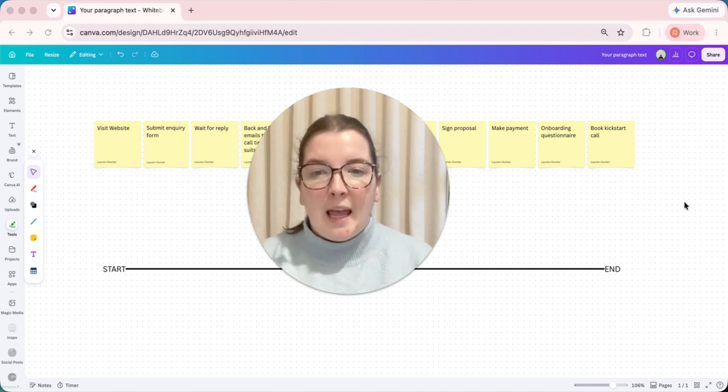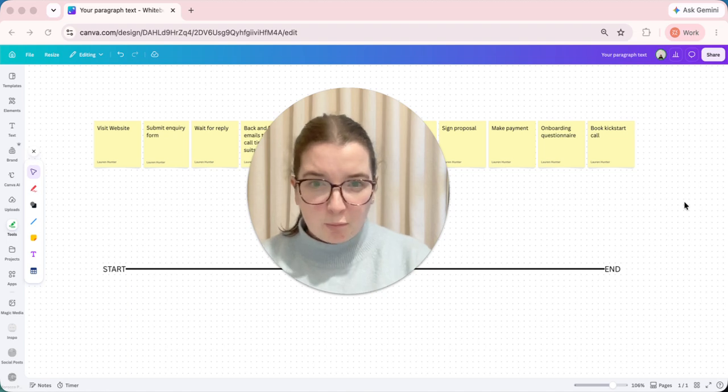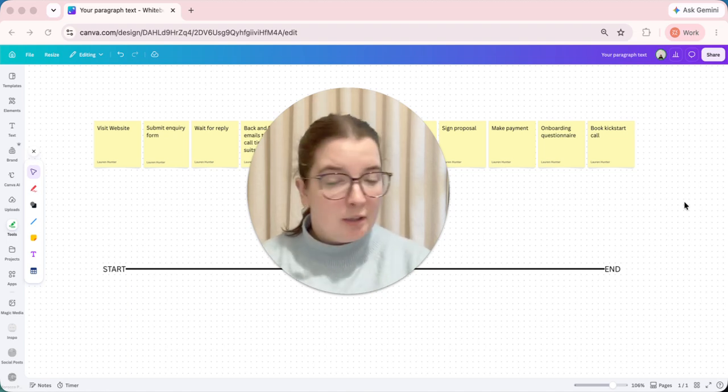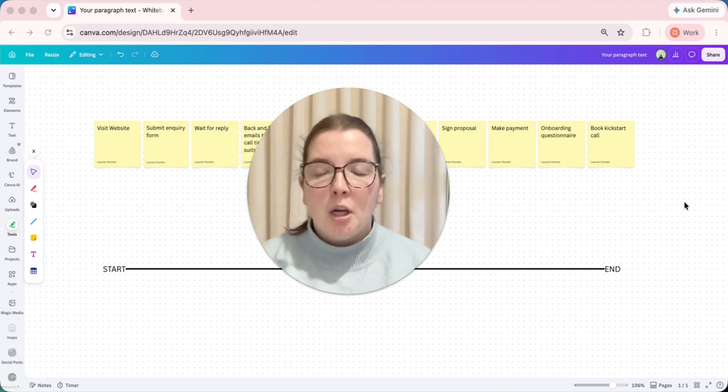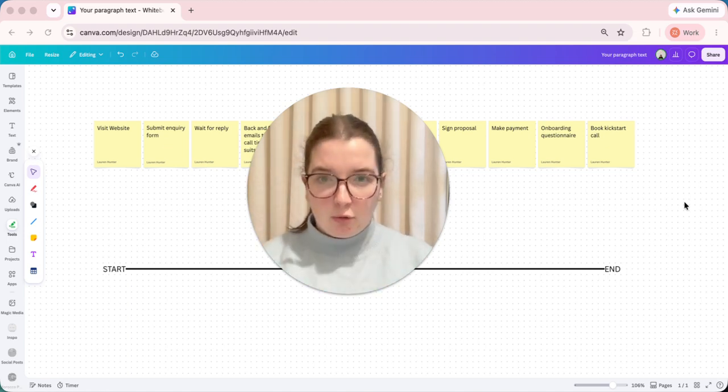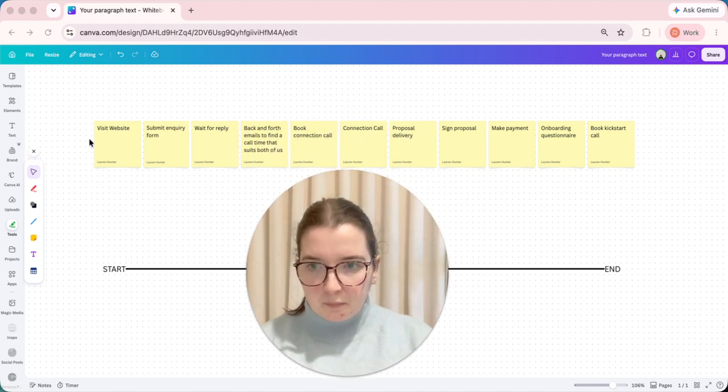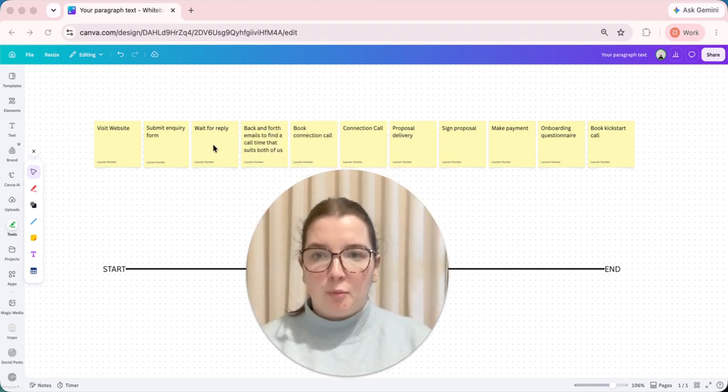And write down every single client touch point along the way. That includes every time they have to wait for something, anytime you have communication with them, anything that they physically need to do, and write it down in a big row. As you can see, we've got visit website, submit inquiry form, wait for reply, back and forth emails to find a call time that suits both of us, book a connection call, have the connection call, deliver the proposal, sign the proposal, make their payment, client onboarding questionnaire, and book their Kickstart call.